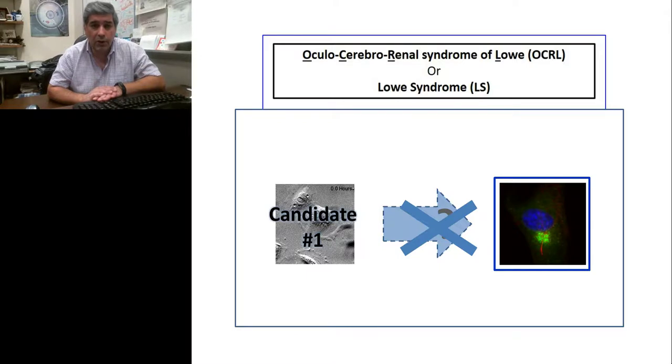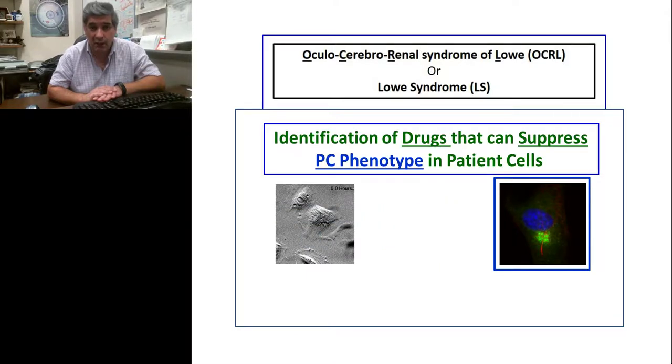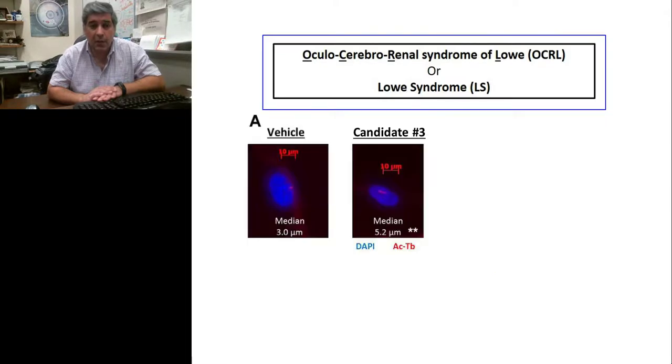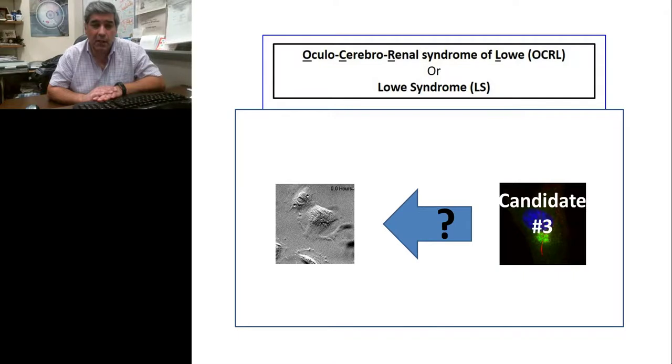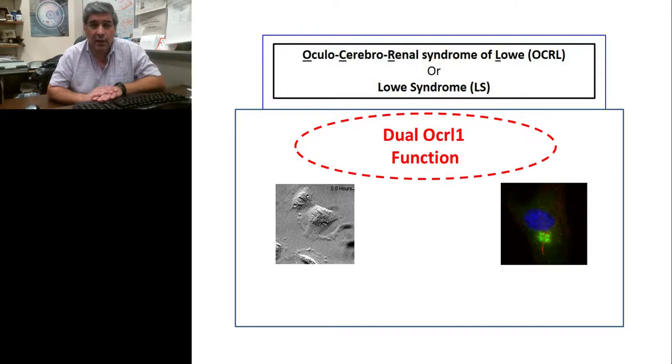So then we decided to look for drugs that could suppress the primary cilia phenotype. And we did obtain a candidate called candidate number 3, which was able to reestablish the length of the primary cilia in cells, and was also able to rescue the cartilage problems in the face of this fish. So it is a successful candidate to rescue the primary cilia defects. And then we asked whether it was able to rescue the spreading phenotype, but unfortunately the answer was also no. And this led us to believe that OCRL has a dual function, acting in 2 different signaling pathways. Some of them are rescued by a candidate drug, and the other pathway by a different candidate drug.